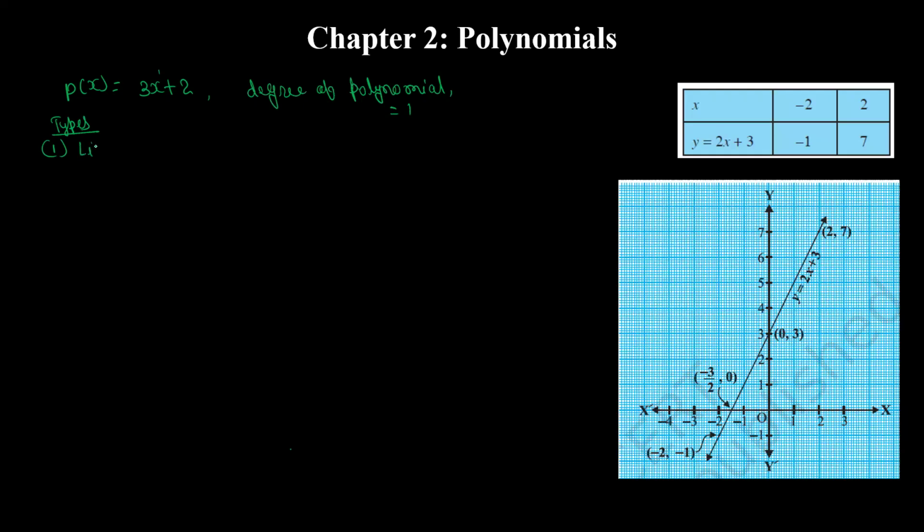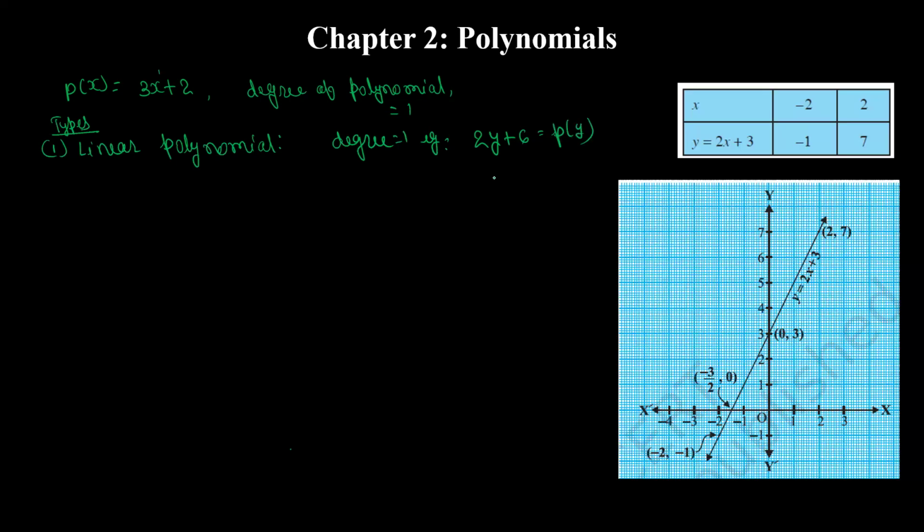So we have linear polynomials. In case of linear polynomial, what will be the degree? The degree of the polynomial is equal to 1. Example, like we have written one expression, we can write another expression also. We can write, suppose, 2y plus 6. So here it is a function of y.